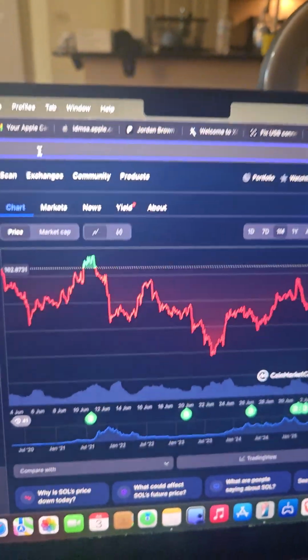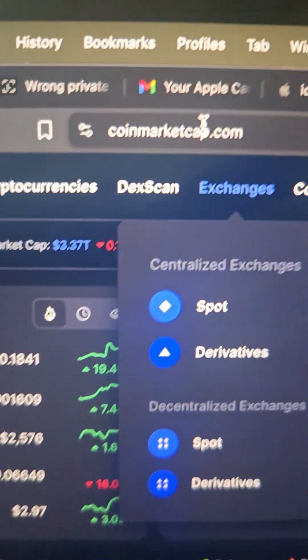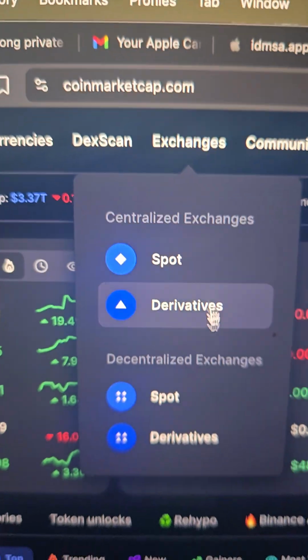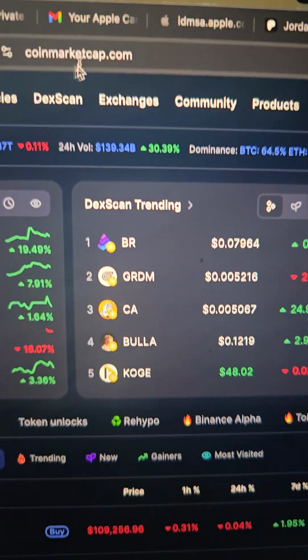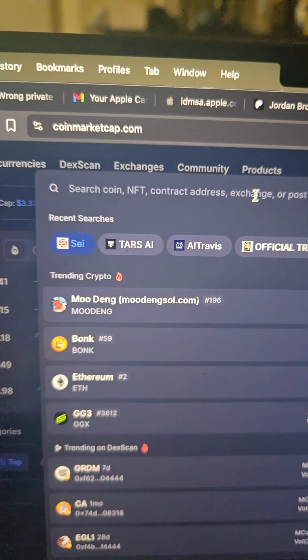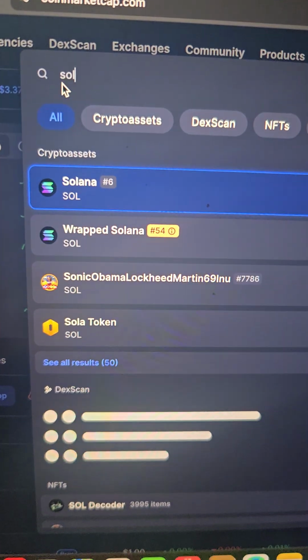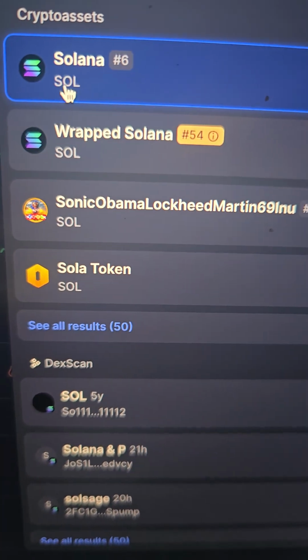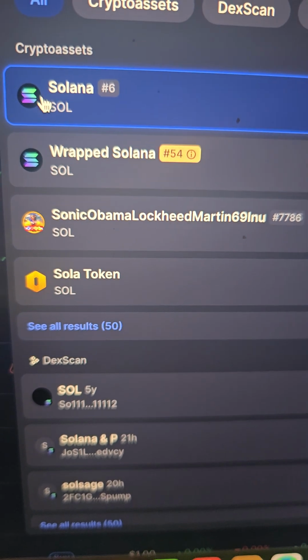And this is a great website too for y'all to learn. You can go to coinmarketcap.com. I like to show y'all the resources so you can go and see this stuff that I'm looking at. You go to coinmarketcap.com and then come here to the search bar and just type in whatever you're looking for. So we're looking at Solana, which is SOL. See how the little abbreviation is SOL? Same thing as that little picture, Solana, number 6.